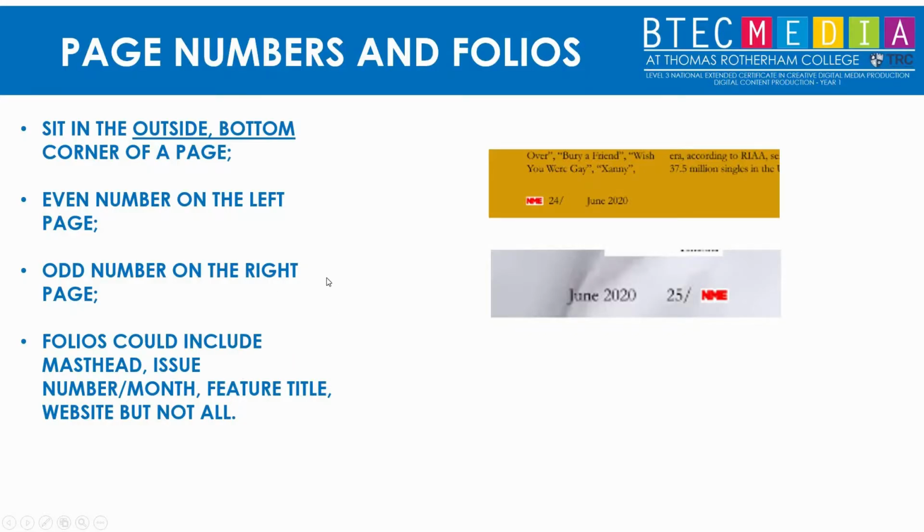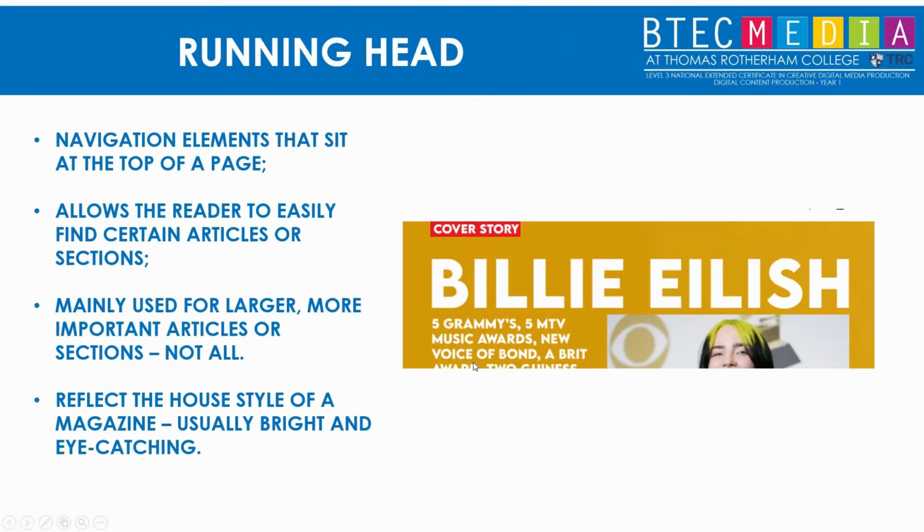I think that's pretty much it you need to know about folios and page numbers. Yeah, they always sit in the outside corner is the main thing you need to know about anyway.